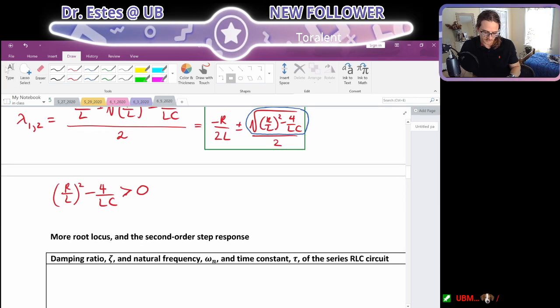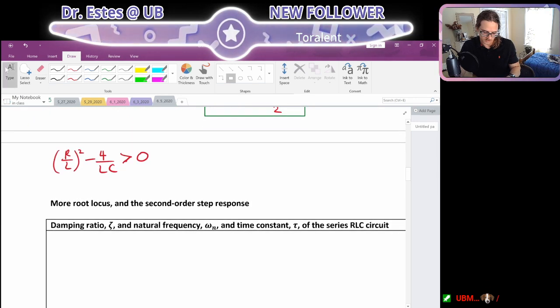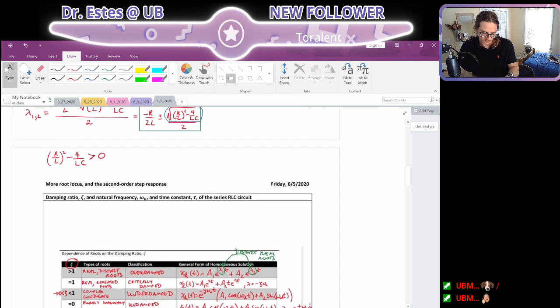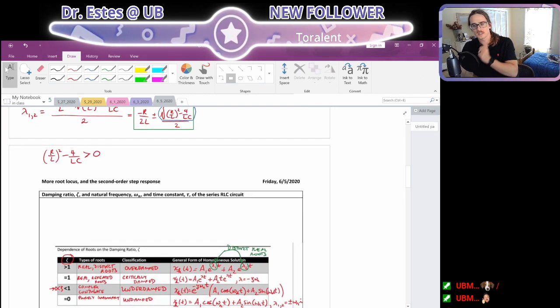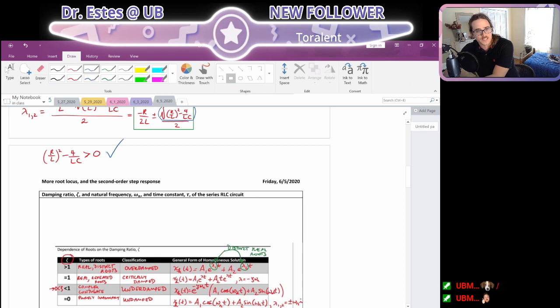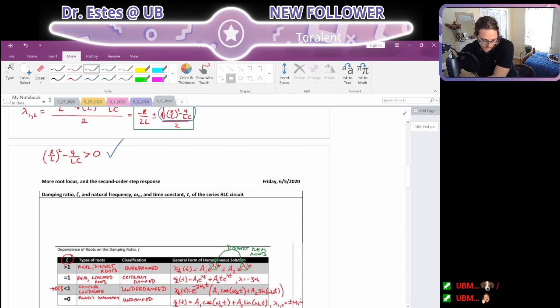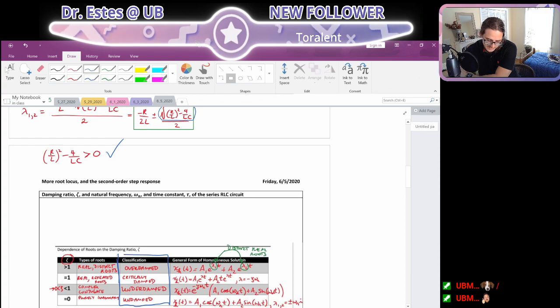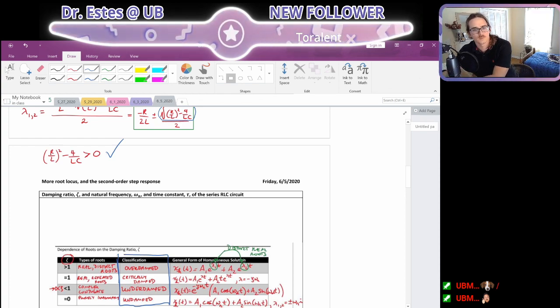Okay, if this is the case, I want you to look at this table down here. So let's say we have this condition being met. What type of system are we going to have? And I mean in terms of this classification in the second column. Or I guess that's the third column.